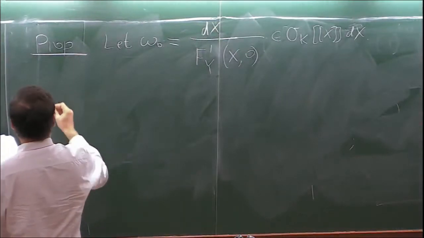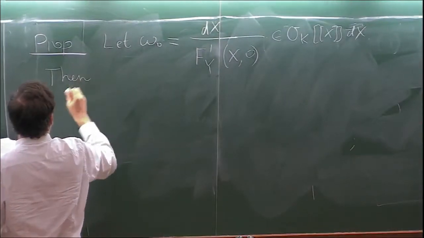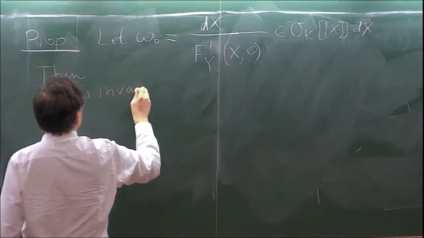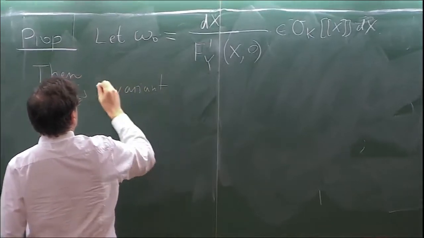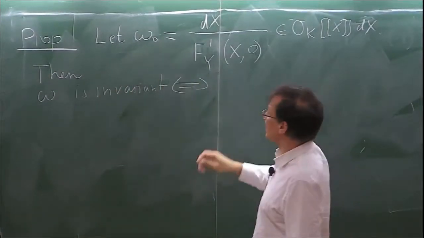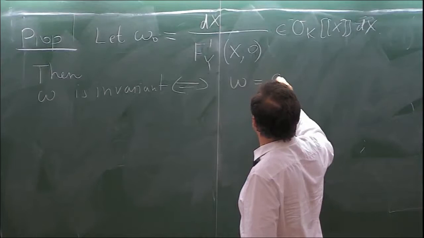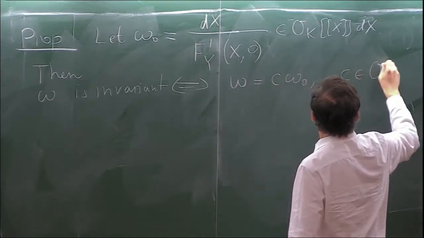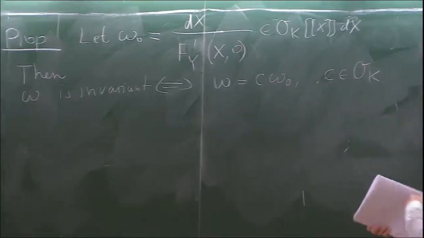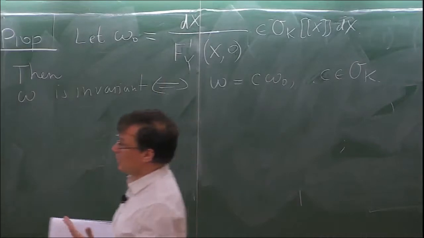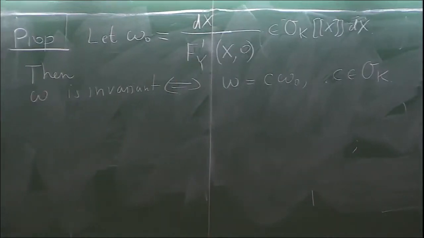So then a form is invariant if and only if it is a multiple of omega zero. So omega zero generates the one-dimensional module of invariant differential forms.